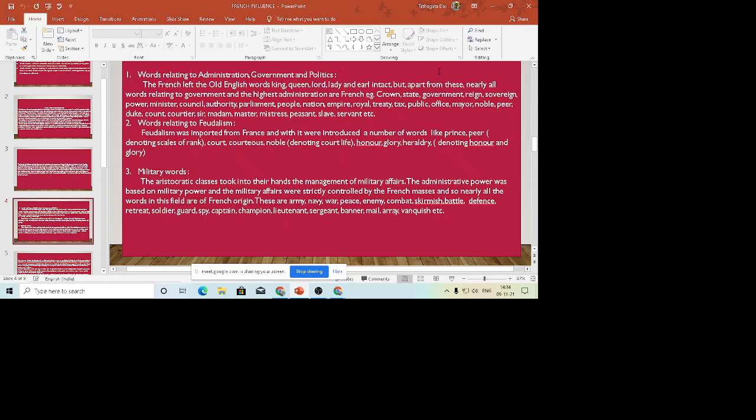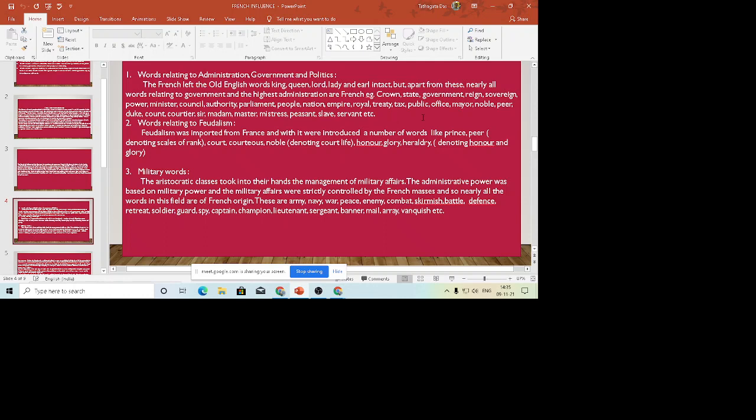So apart from these few words, you will find that the words that we will now be looking at, that is crown, state, government, reign, sovereign, power, minister, council, authority, parliament, people, nation, empire, royal, treaty, tax, public, office, mayor, noble, peer, duke, count, courtier, sir, madam, master, mistress, peasant, slave, servant. As you can see, there are so many words which were of French origin, and all these words, apart from the few that have been mentioned, were of French origin. These words all relate to administration, government, politics.